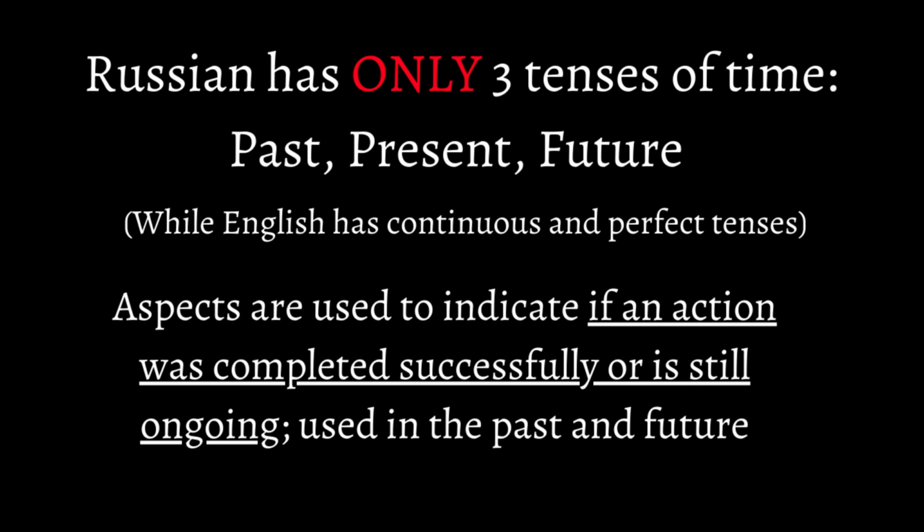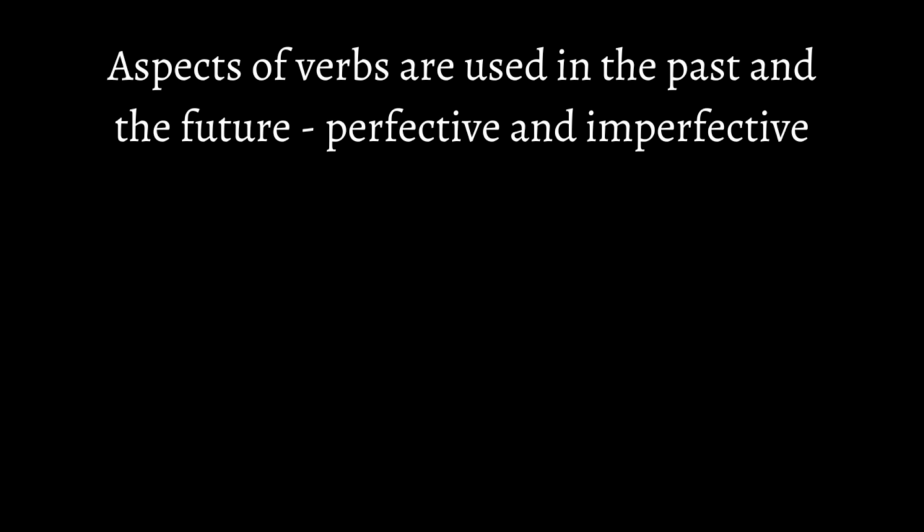To fully understand the two aspects, you first need to know the grammar of past and future verbs, because visually it would make much more sense. However, the grammar of past and future verbs in Russian is a bigger topic that needs more explanation for the next videos. But still, I'll present some examples in this video just to give some sense of the aspects. Aspects of verbs can be used in the past and the future, and the aspects are the perfective and imperfective.